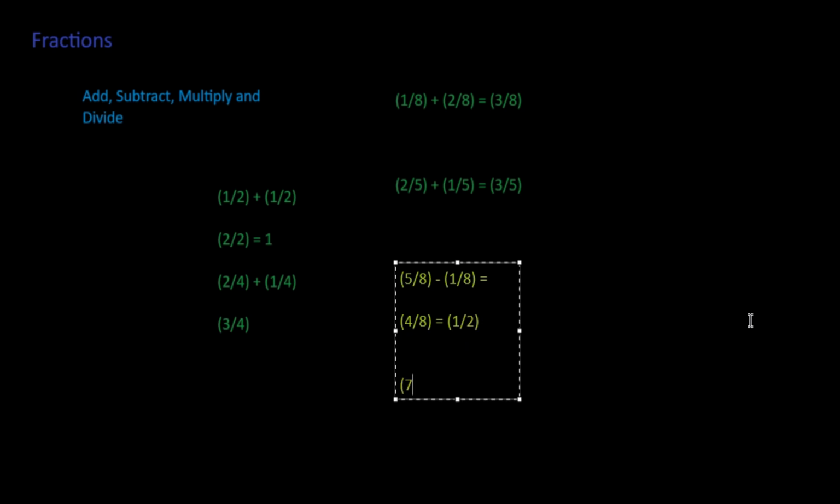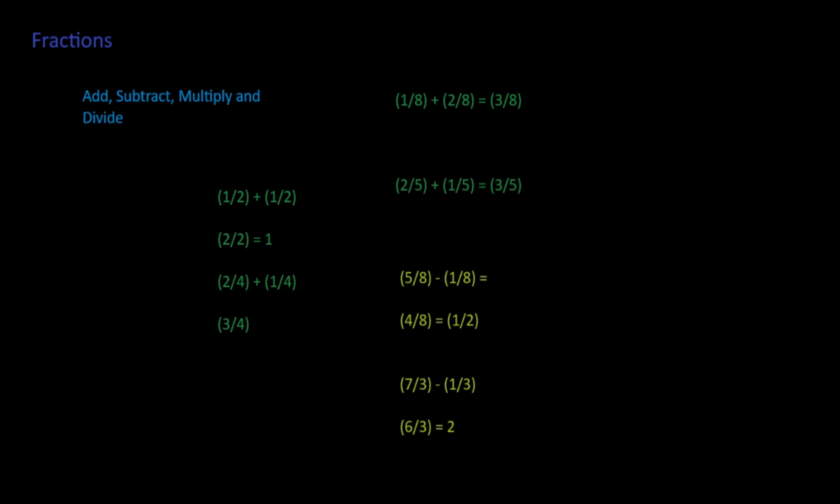Let's say we have 7/3 minus 1/3. Well, our answer will be equal to 6 divided by 3, or that's equal to 2, so our answer is 2. So adding and subtracting fractions is fairly straightforward.